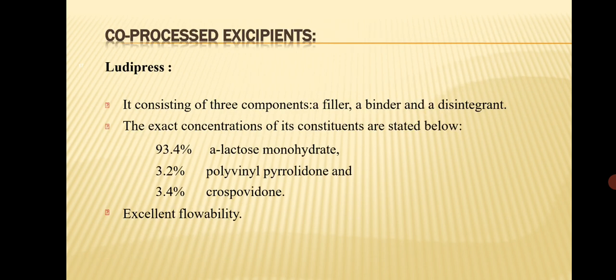Co-processed excipients. Ludipress consists of three components: a filler, a binder, and a disintegrant. The exact concentrations of its constituents are lactose monohydrate 93.4%, polyvinylpyrrolidone 3.2%, and crospovidone 3.4%, and it has excellent flowability.